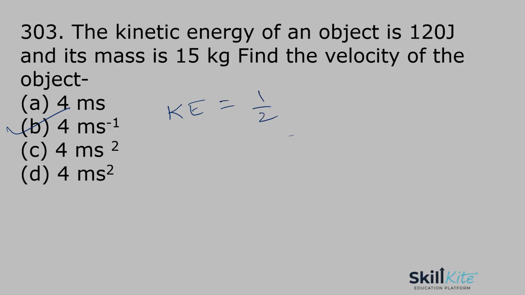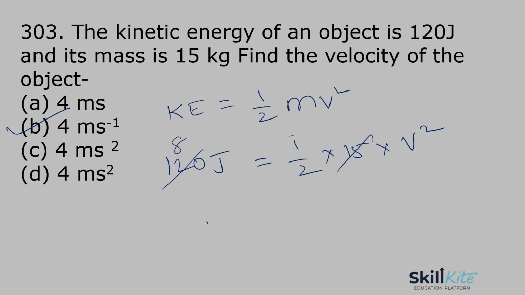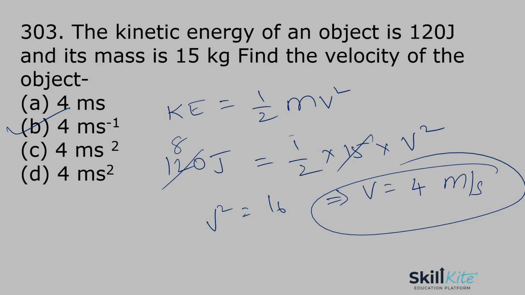Kinetic energy is equal to half mv square. The kinetic energy given is 120 joules. So 120 joules equals half into mass 15 kg into v square. 15 into 8 is 120. So v square equals 16, so v equals 4. 4 what? Meter per second. So option B is the right answer.